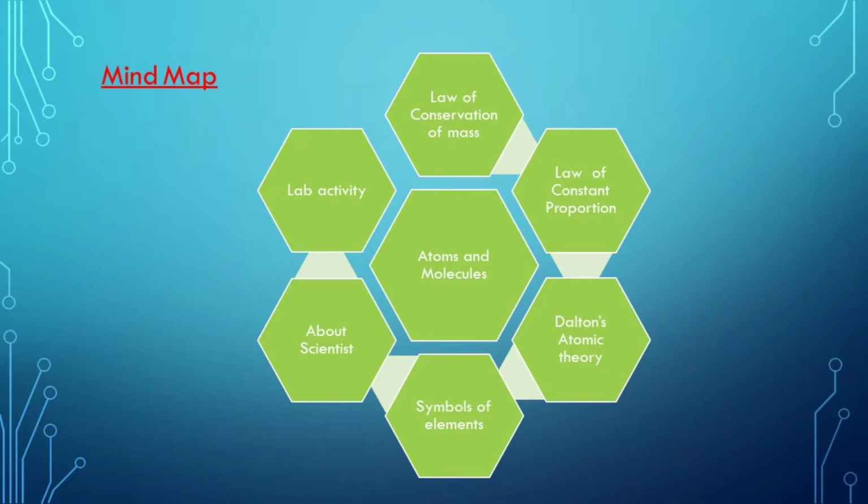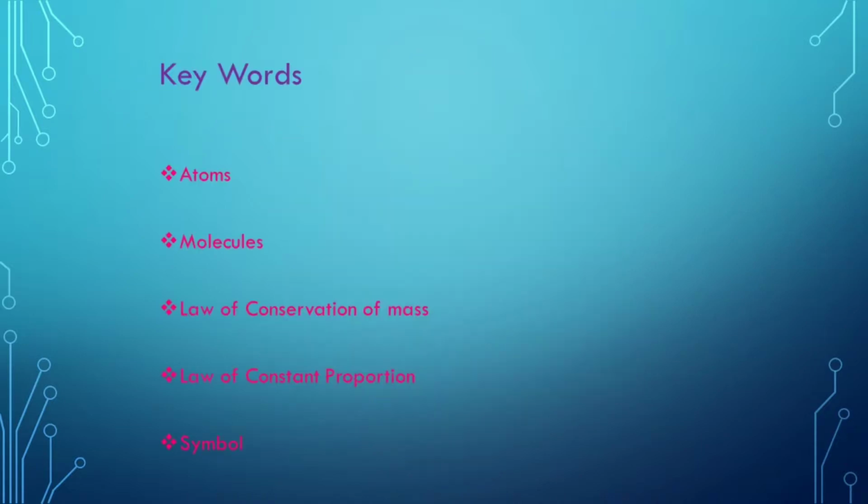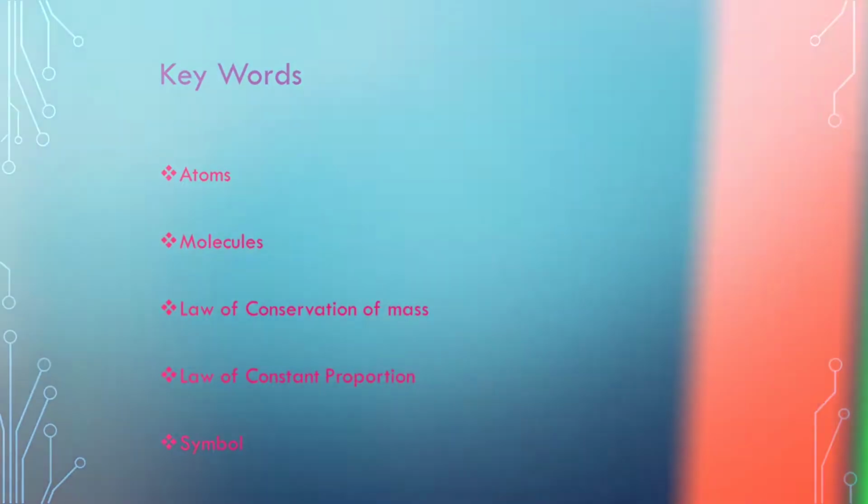Mind map of this lesson: law of conservation of mass, law of constant proportion, Dalton's atomic theory, symbols of elements, about scientists and lab activity. Keywords of this lesson: atoms, molecules, law of conservation of mass, law of constant proportion and symbol.